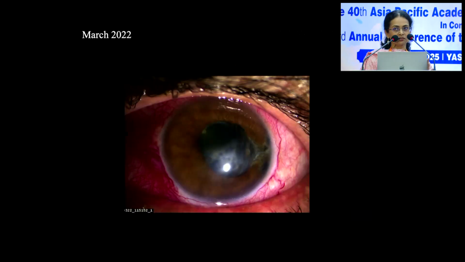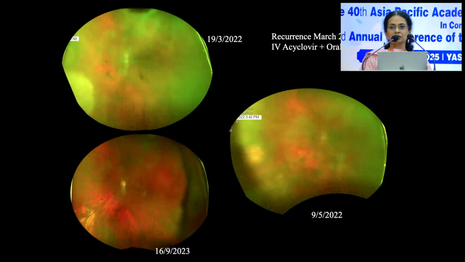So there was loss of follow-up because of COVID, and we don't know whether COVID had a role because he had already developed a recurrence before COVID. So he comes back in March 2022. His anterior segment picture was almost the same as what we saw at the initial visit: corneal opacity, iris atrophy, and this was the vitritis in the same eye, with an active retinitis lesion.